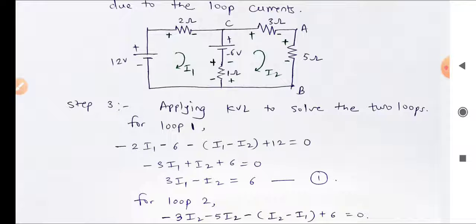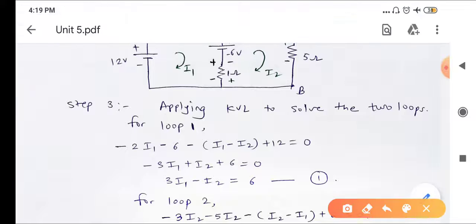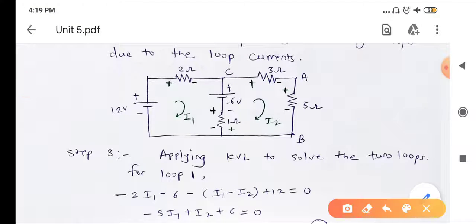So here, first of all, we'll write the equation for loop 1. I1 is flowing through that, so it will be minus 2 into I1. The next is minus 6, that is nothing but the potential drop.